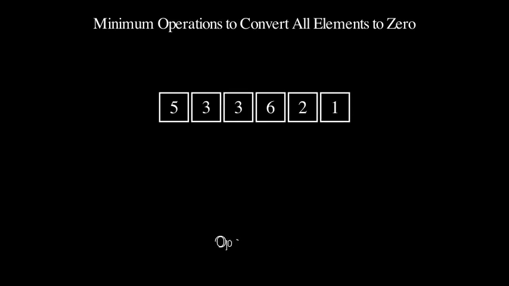Let's walk through array 5, 3, 3, 6, 2, 1. Start with operations equals 1 for the first element 5, moving to 3. It's less than 5, so no increase. Operations stay 1. Next, 3 equals the previous 3, no increase. Then 6 is greater than 3. This is an increase, so operations becomes 2.